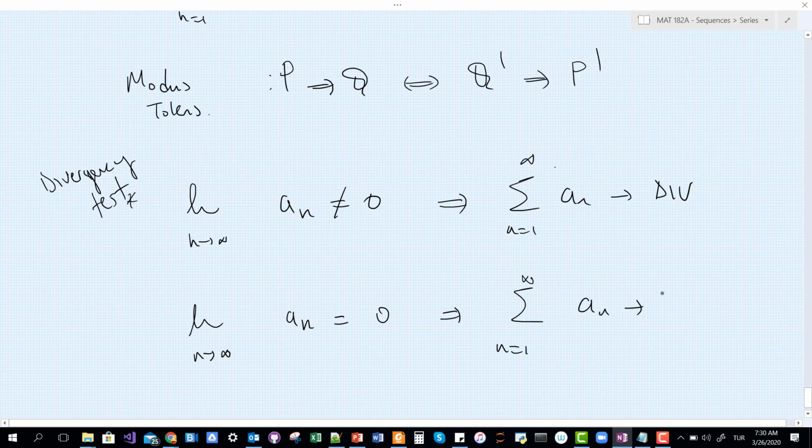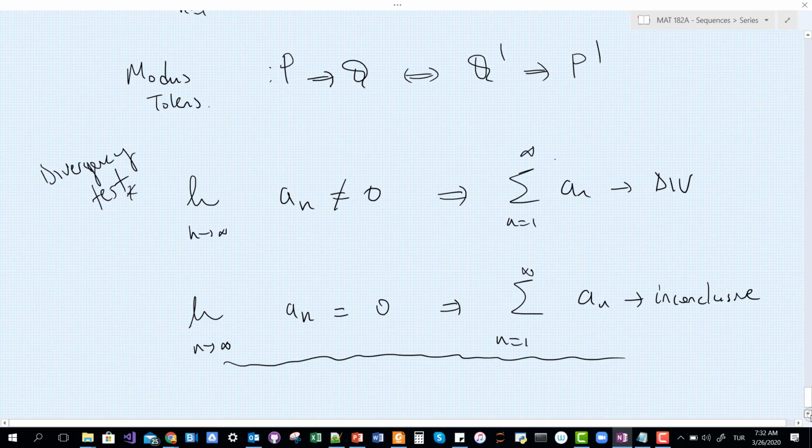Think about it for a moment. So it is inconclusive. Since the test was about divergence, I cannot say anything about the convergence. The theorem doesn't say what will happen if the limit of the n-term goes to 0. What the theorem says is, if it is convergent, the limit goes to 0. If it goes to 0, I cannot say anything about the convergence or divergence of my series, guys. Let's see some examples, right?